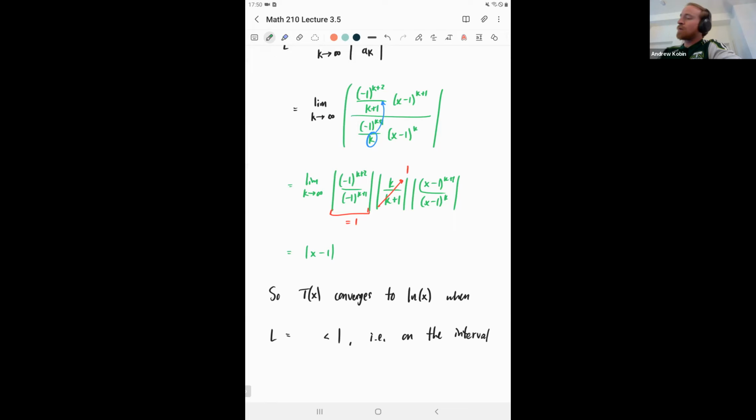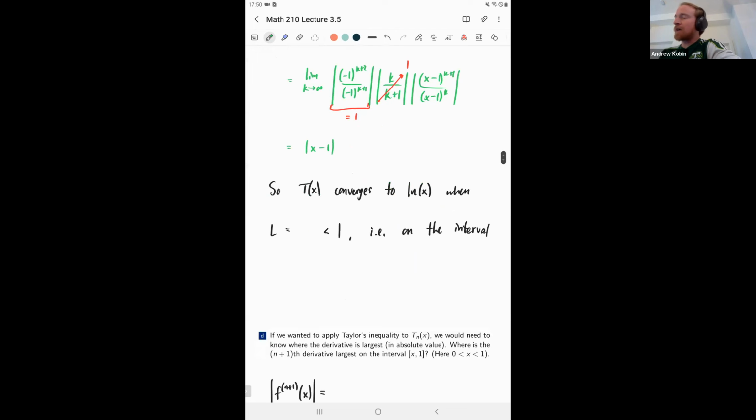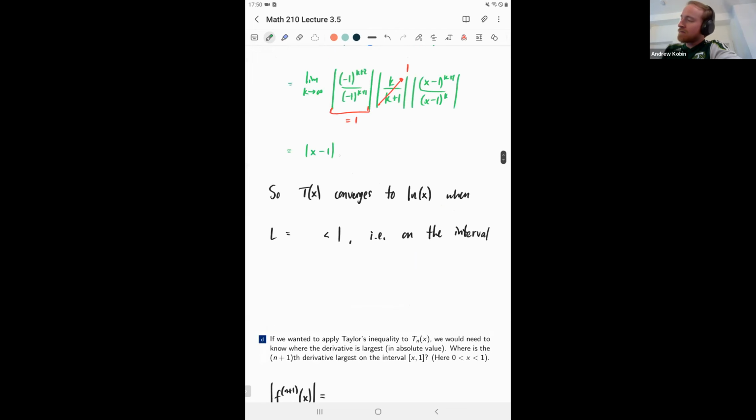So let's think about what the ratio test says. It says that our L value, which we just computed, again, this is L, is the absolute value of x minus 1.